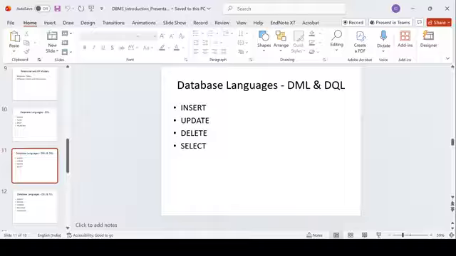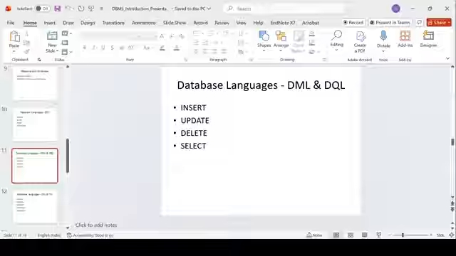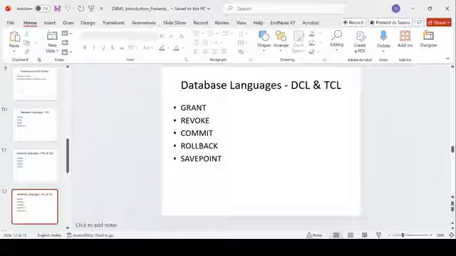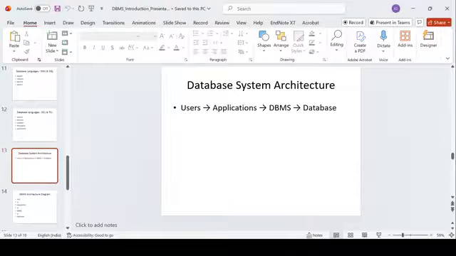And DQL stands for data query language and uses the select command to retrieve data. So next we see the DCL, data control language, which manages permissions using grant and revoke. TCL stands for transaction control language and includes commit, rollback and savepoint.